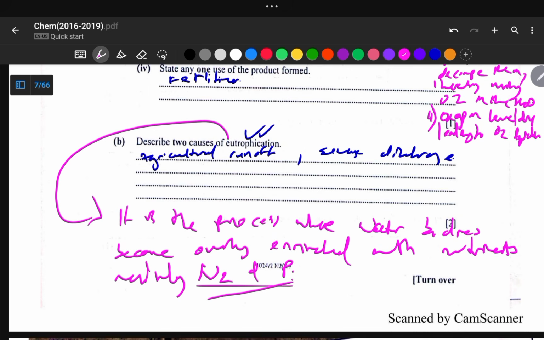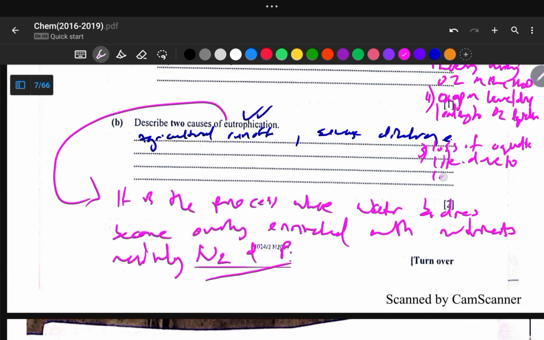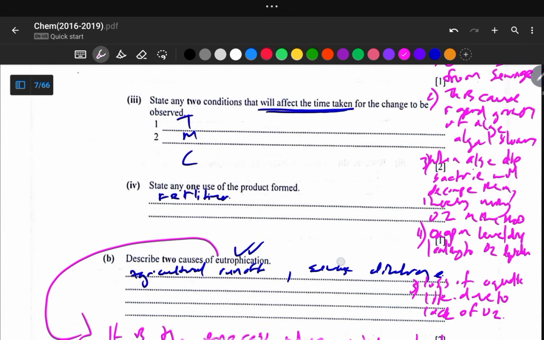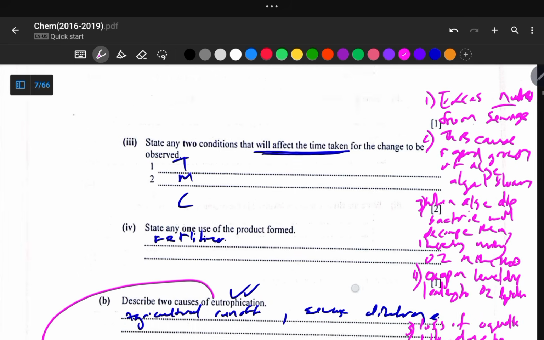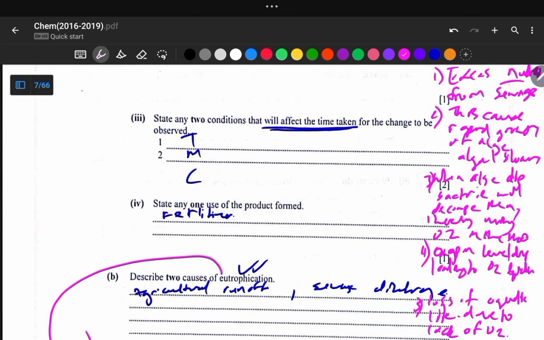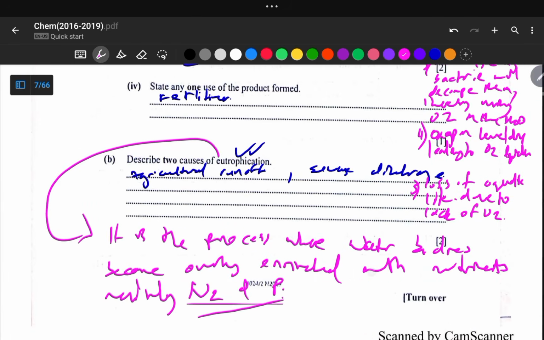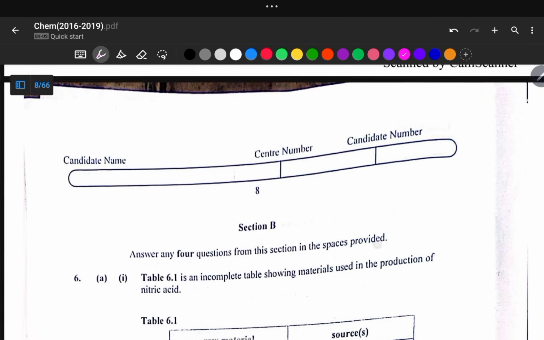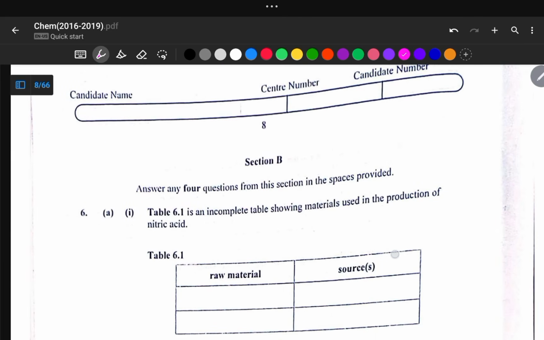And then the last step, loss of aquatic ecosystem or aquatic life, right? Due to lack of oxygen. So this is the process of eutrophication. So you'll be able to explain the process of eutrophication. And then now we are moving on to section B of the paper.